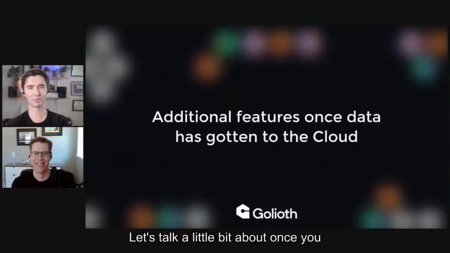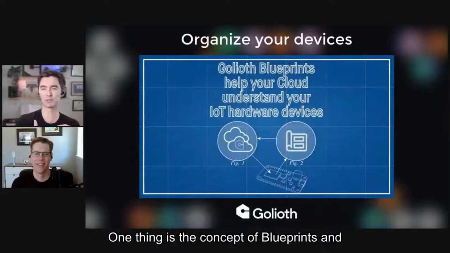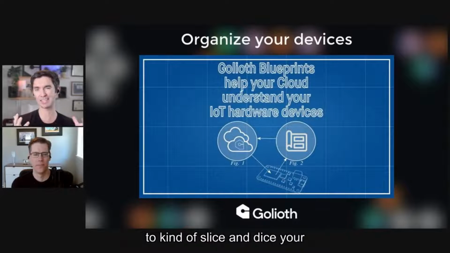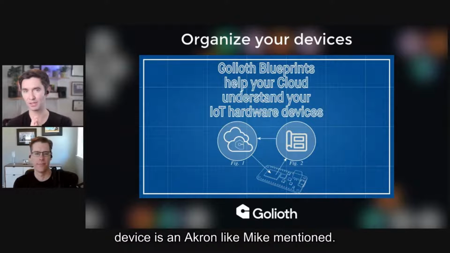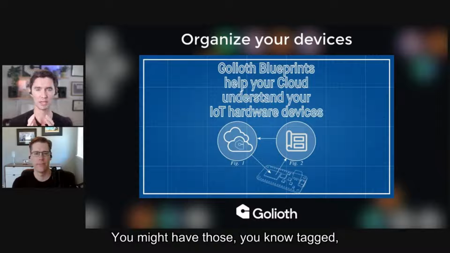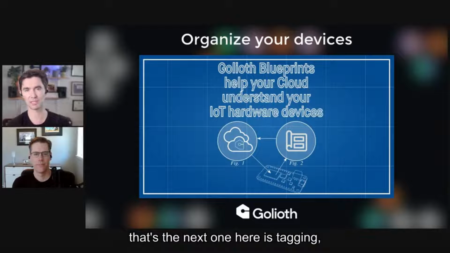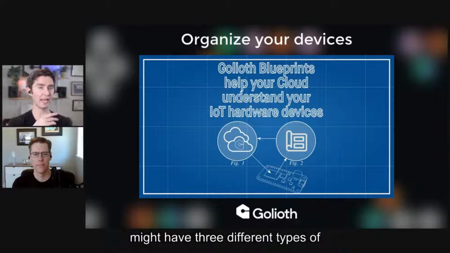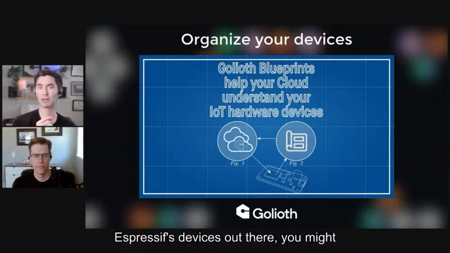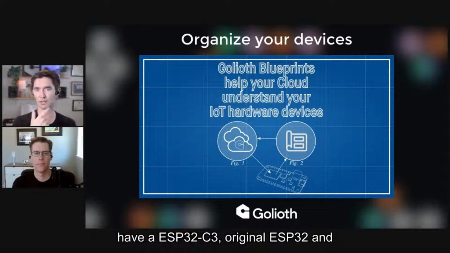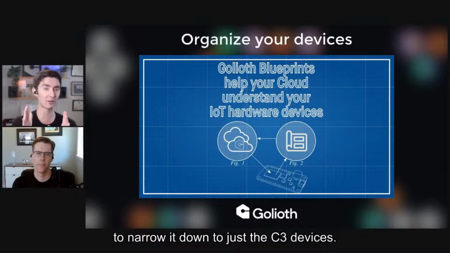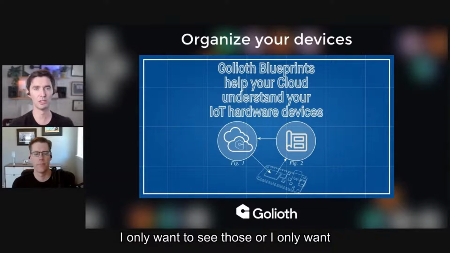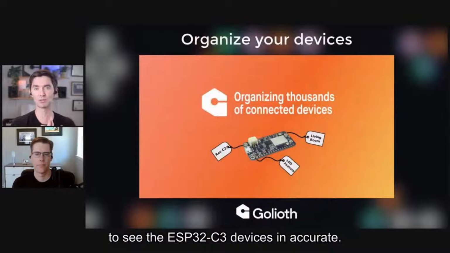Let's talk a little bit about, once you have that data on the cloud, other things that Mike covered here. One thing is the concept of blueprints, and really this and the next item are ways to slice and dice your deployment. When you want to have a targeted strike just at the devices in Akron, like Mike mentioned, you might have those tagged. That's the next one here, tagging. You might have them tagged as Akron, but you might have 3 different types of Espressif devices out there: an ESP32-C3, an original ESP32, and an ESP32-S2. You might want to narrow it down to just the C3 devices. I only want to see the ESP32-C3 devices in Akron.